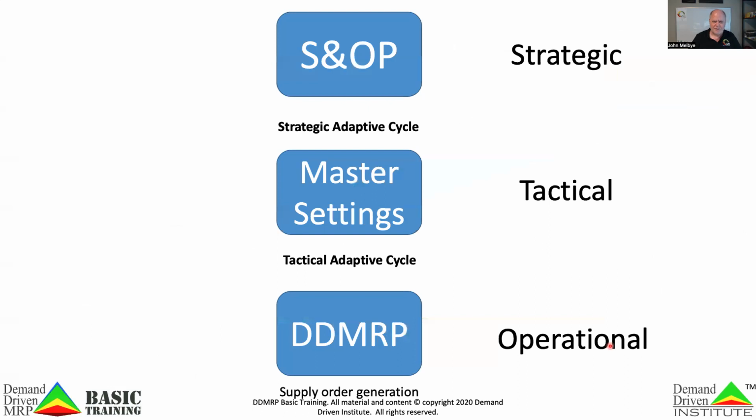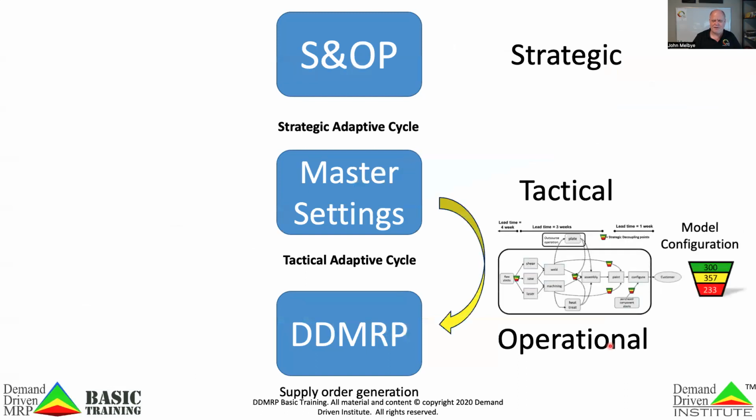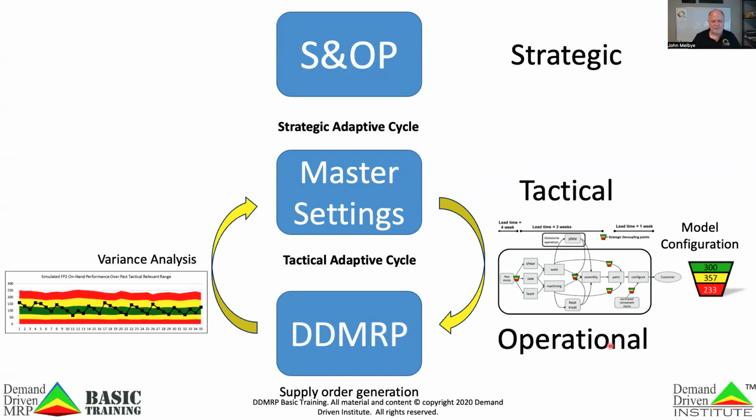What we end up with, as I alluded to, is a strategic range, a tactical range, and an operational range. The S&OP time period group of people changes those master settings that allow us to regenerate or adapt our DDMRP, our demand-driven operating model. And we look at variance analysis to go back to the master settings and say, okay, we're performing well. If we make a change, will we still be okay? And that loop just keeps happening.